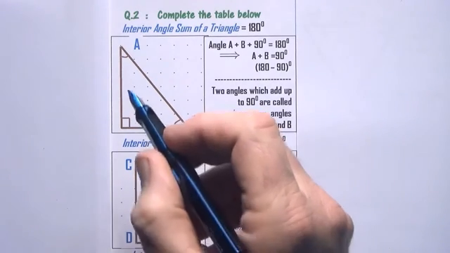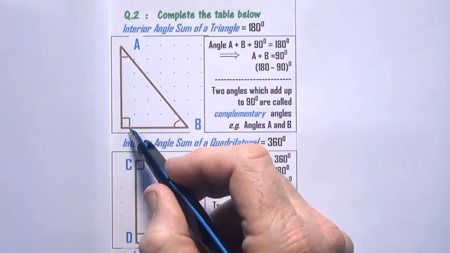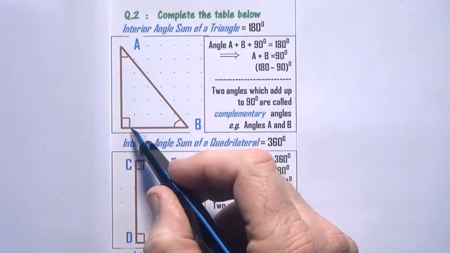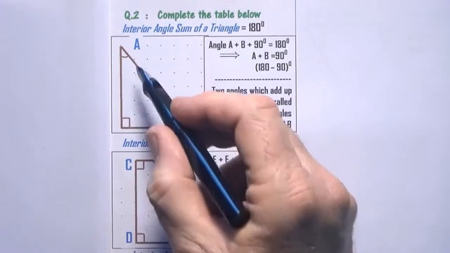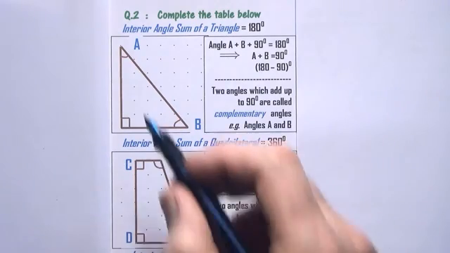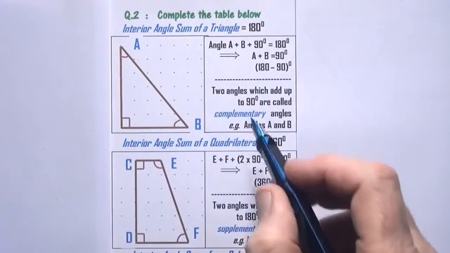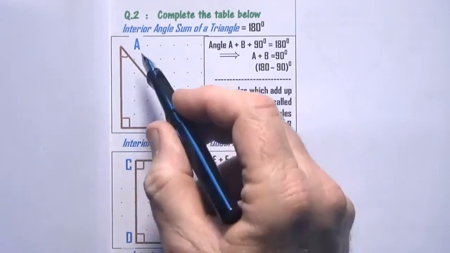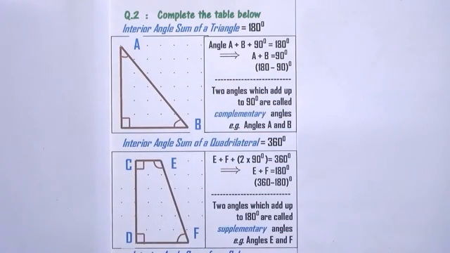In this triangle, we have a right angle. So the right angle accounts for 90 degrees, so the other two angles will sum to 90 degrees. And if two angles add up to 90 degrees, they are called complementary angles. So angles A and B are complementary.